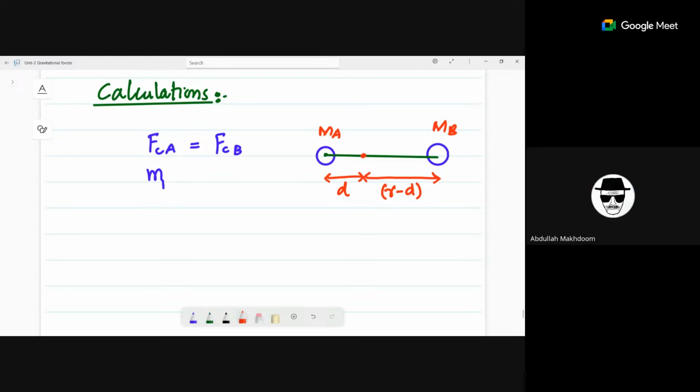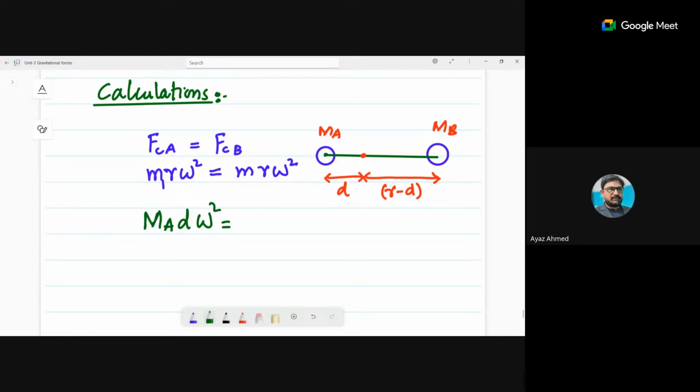Okay. And then when we talk about this area, we say that FC of A is basically m r omega square. What is FC of B? It is M r omega square also, where m is the mass of A, r is d, and omega square is omega square, because I mentioned that they have the same omega squares.